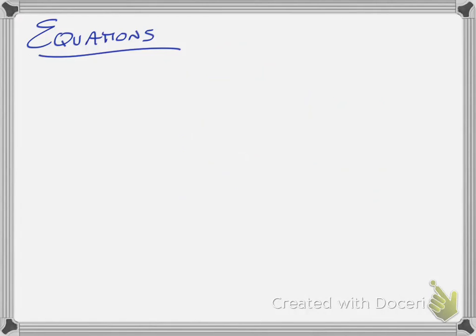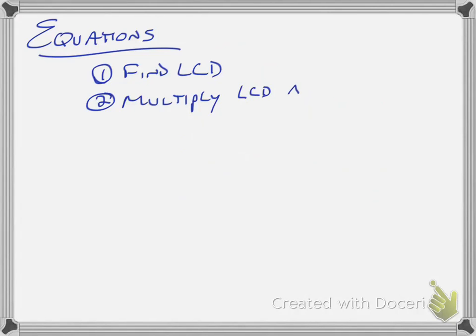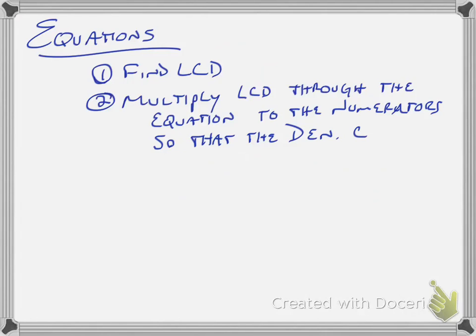The equations have the equal sign, and you're first going to find the LCD, multiply it all the way through the equation to the numerators. Remember, you're doing this so that the denominators cancel out.